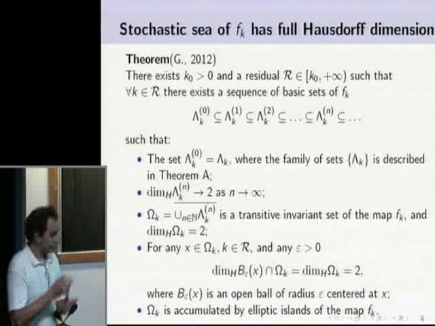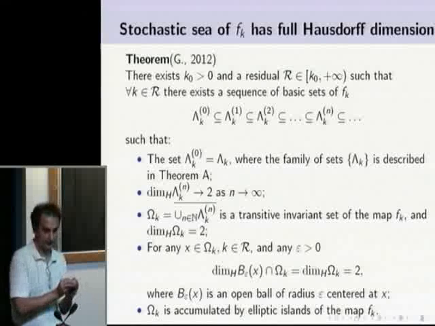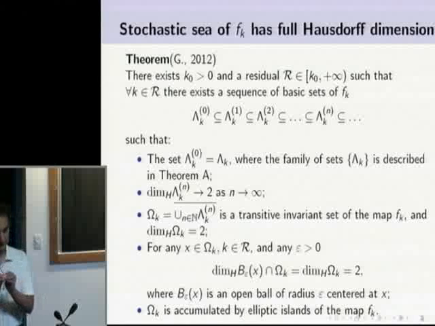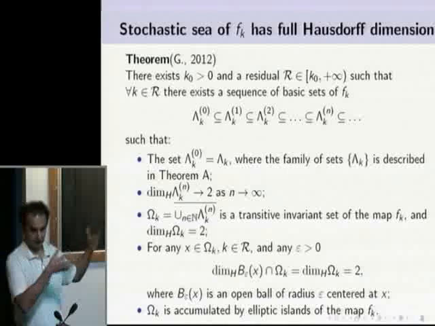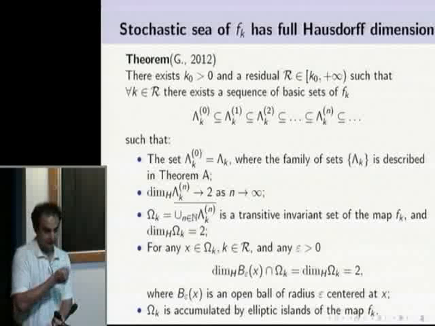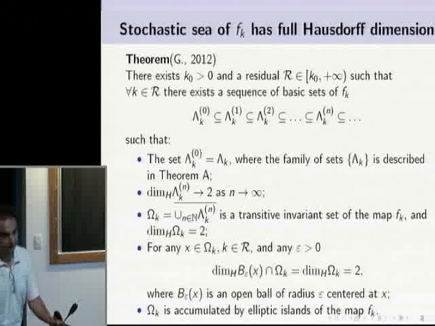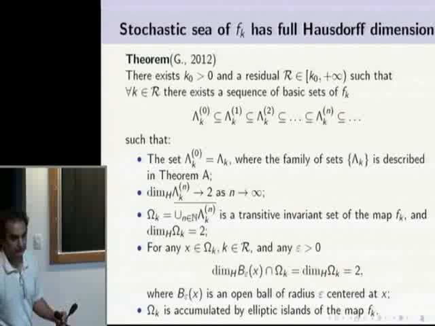And moreover, it's a nice set in the sense that not only is the Hausdorff dimension equal to 2 because of some part of the set, but any point of that set has local Hausdorff dimension equal to 2. That directly follows from the construction, since for horseshoes we have that property. And finally, we can manage elliptic islands to accumulate on that homoclinic class. So what we proved, roughly speaking, is that the stochastic sea of the standard family has maximal possible Hausdorff dimension.